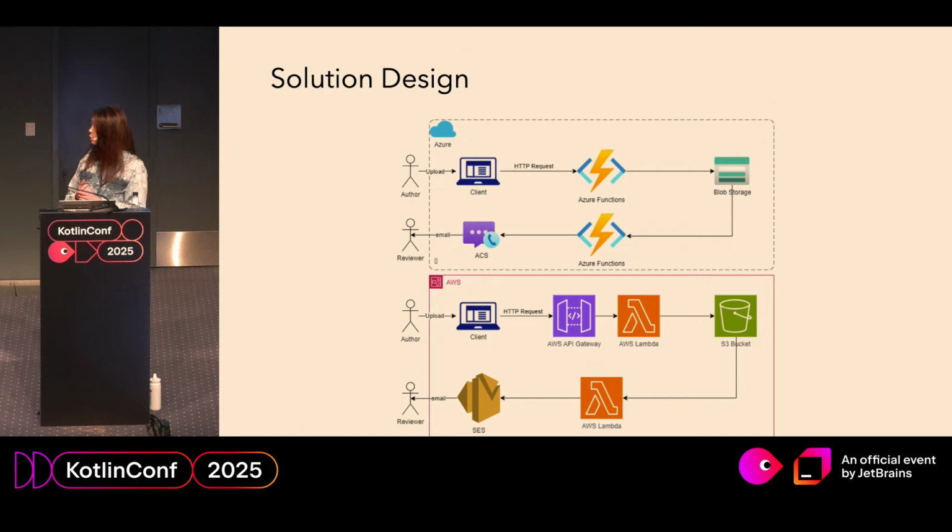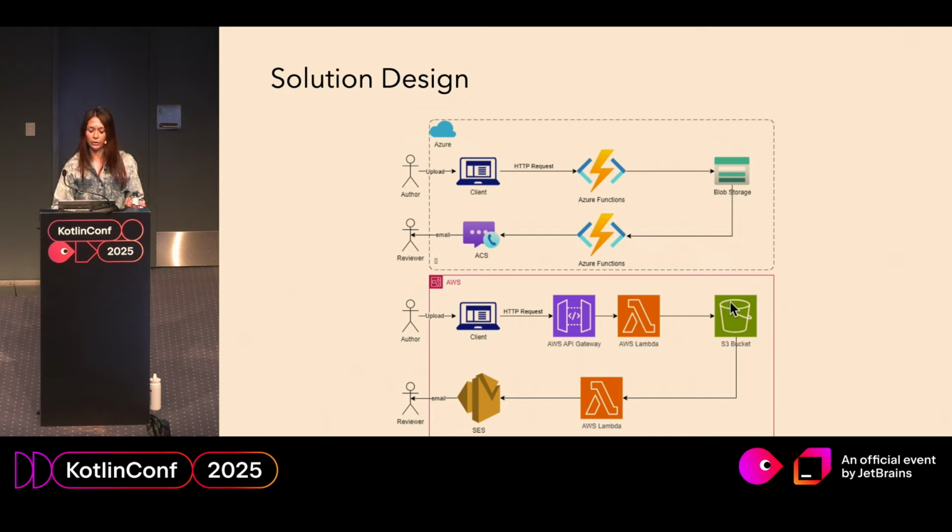So this is a solution design for both clouds. You can see that we're actually using the actual cloud components to do this. So in Azure, we're going to upload the document via HTTP endpoint. It could have had a front end, but I'm just using Postman. So upload a document. It will use some publisher-specific validation before it uploads it to a storage. And once it uploads it to a storage, that will trigger another function to actually do a review of the document. And once the automatic review is done, that review will be included in an email to the reviewer with a secure link to the document.